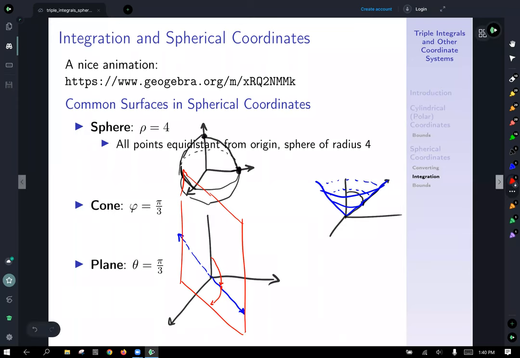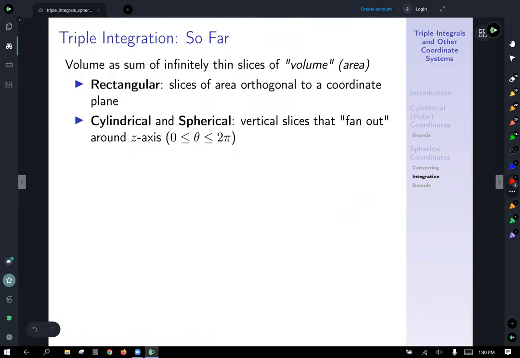And back to our slides. So what have we kind of done so far? Thinking of volume as an infinite sum of infinitely thin slices of volume, which are approximated by area when the slices get thin enough. With rectangular coordinates, triple integrals, we slice along area. We take our slices of area that are orthogonal to some coordinate plane. But with both spherical and cylindrical coordinates, our vertical slices are going to fan out around the z-axis, letting theta vary from 0 to 2 pi, like we saw in that last animation.